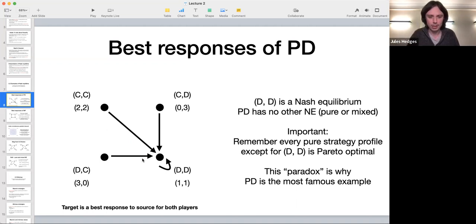So here, for example, this arrow means that D is a best response for player 1 against the strategy profile DC, and D is a best response for player 2 to the strategy profile DC. That is to say, D is the best response for player 1 given that player 2 is playing C, and D is the best response for player 2 given that player 1 is playing D.